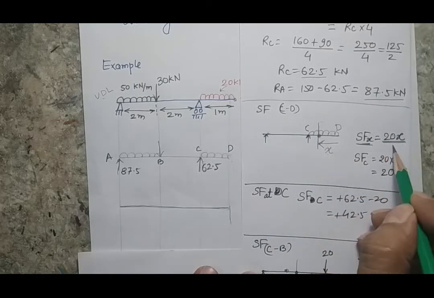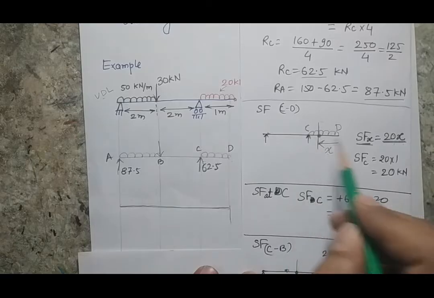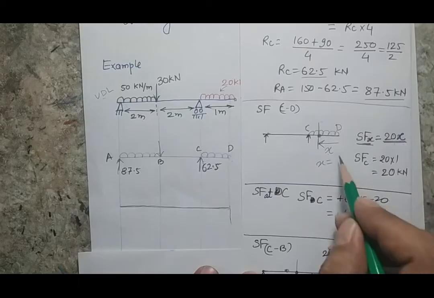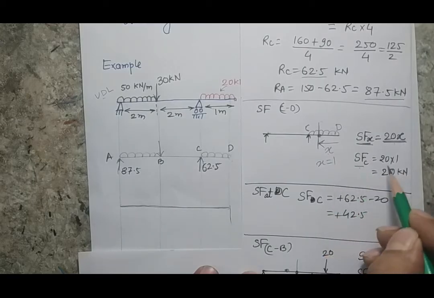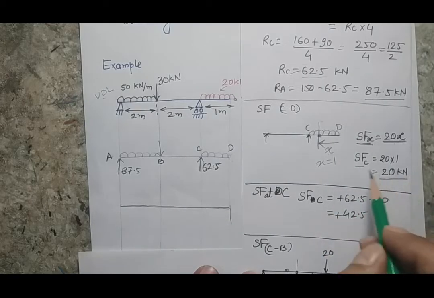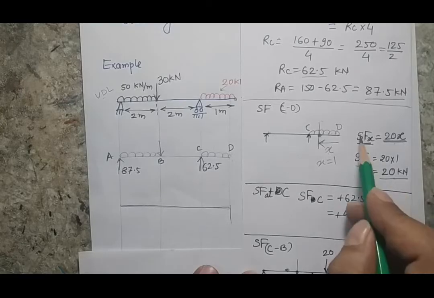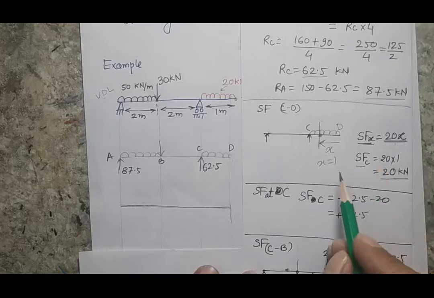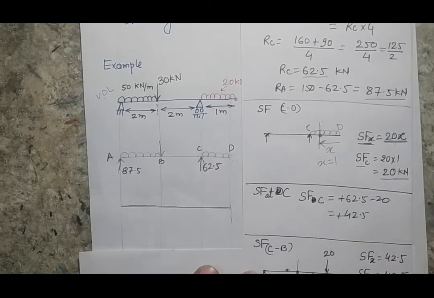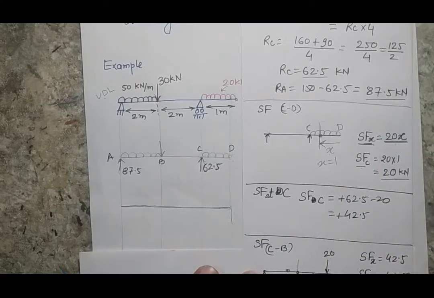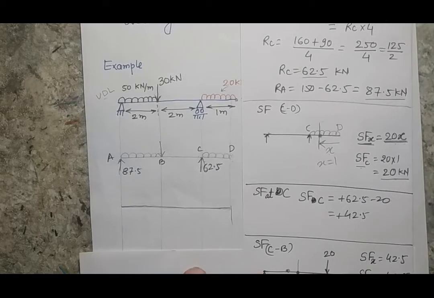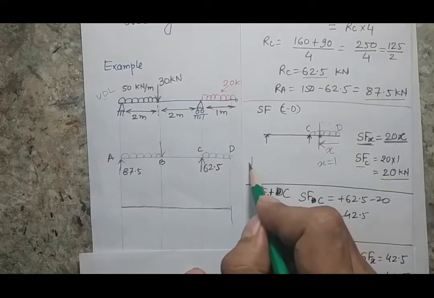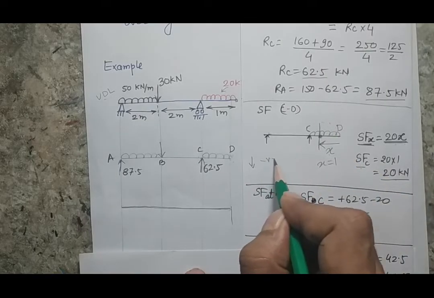Now this equation is valid till point C. If I put X equal to 1 meter, because this is 1 meter, I get the shear force at point C as 20 kilonewton. This 20 kilonewton is calculated using the equation developed for the section C and D. And what is the direction? I already explained in my previous classes that for downward loading I assume the shear force will be negative. So this is your downward load.